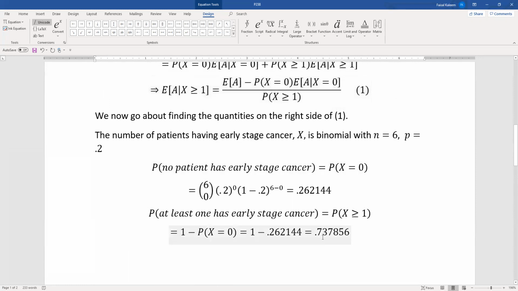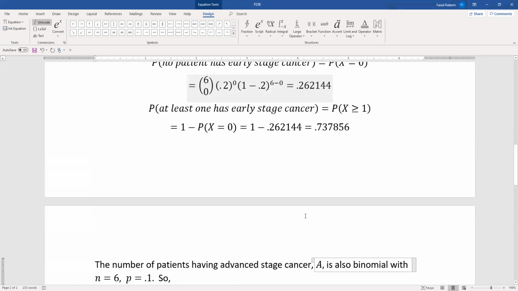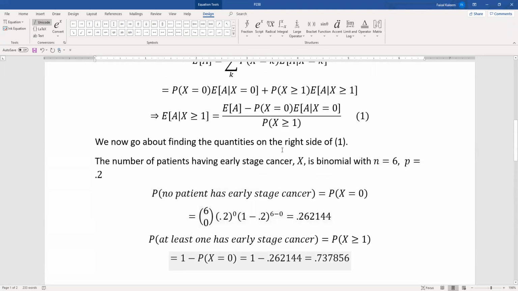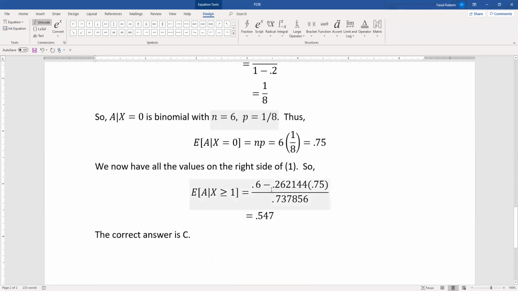The denominator is this one, 0.737856. E of A we found earlier, it was 0.6. P of X equal to 0 was 0.262144, and E of A given X equal to 0 is the last thing we found, the 0.75. So when we substitute all these in, we end up with 0.547. That was choice C.